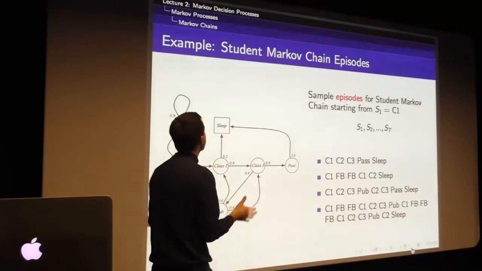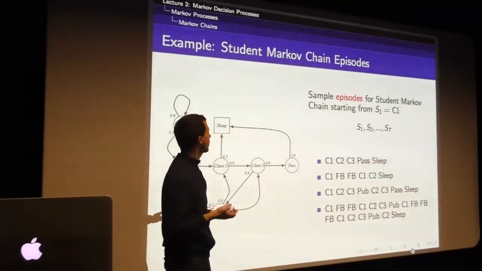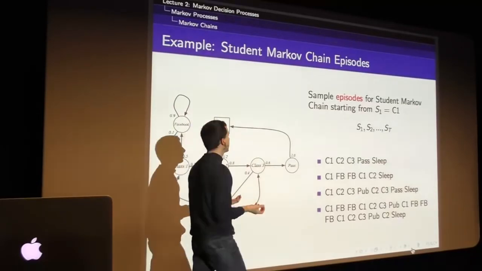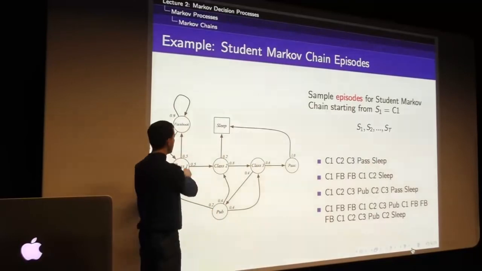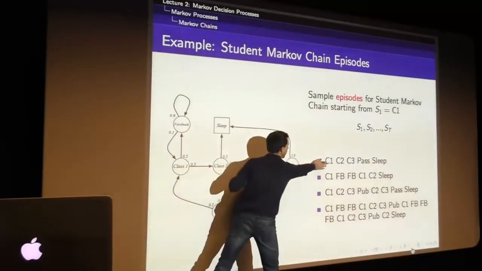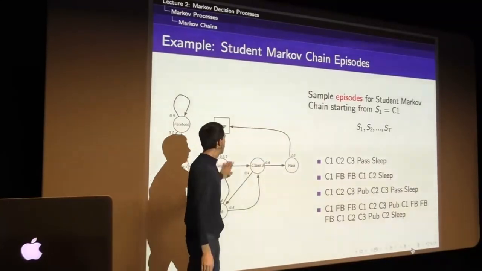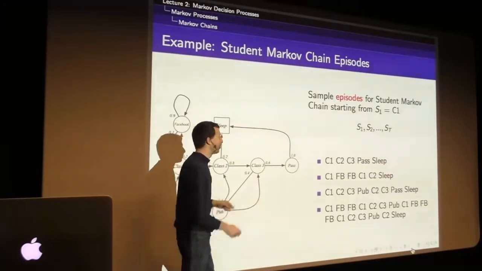Okay, so now that we've got this student Markov chain, let's think about what it means to take samples of this. So what's a sample? A sample is a sequence of states where we start, for example, in class 1, and now we're just going to take samples through this system. For example, one sample might look like this, where we go class 1, class 2, class 3, pass, fall asleep. Okay, that's the nice sample.